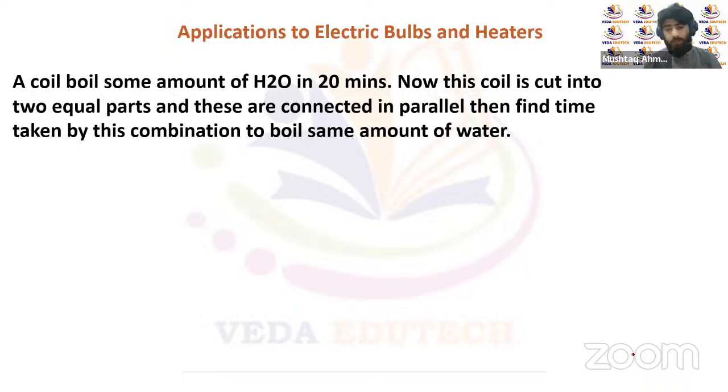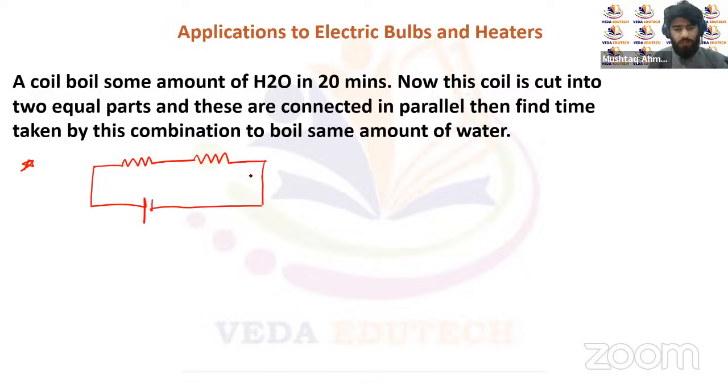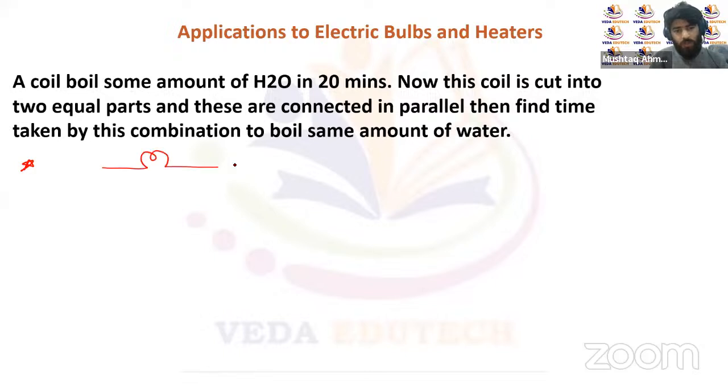So we know there are mainly two combinations: the series combination and the parallel combination. In a series combination, the total resistance is the sum of the individual resistances. Let me replace these resistors with bulbs here. So let me draw the bulbs here. This is bulb one, and this is another bulb. A bulb must also have some resistance, and this is the total external supplied voltage.